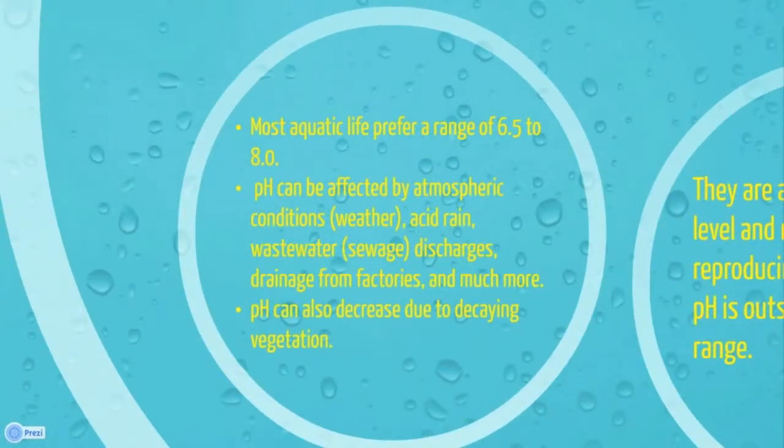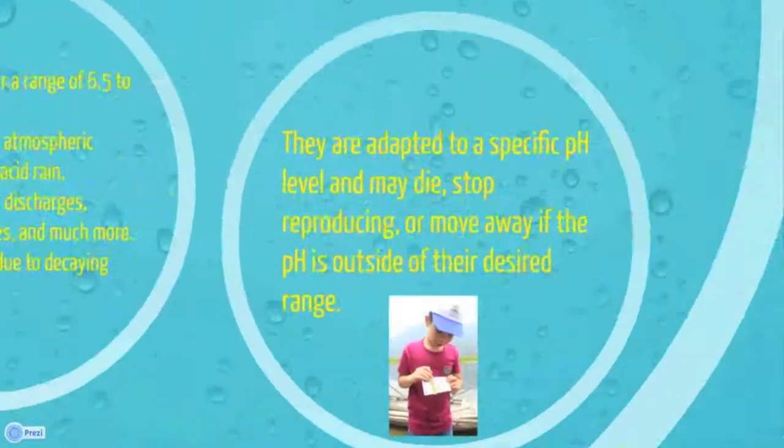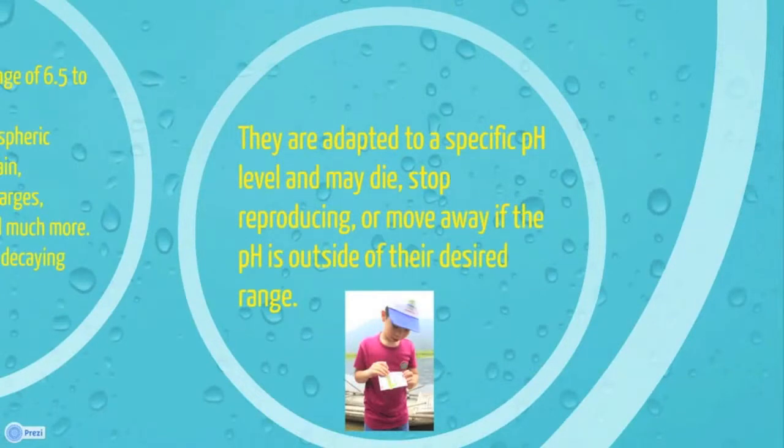pH can be affected by atmospheric conditions, weather, acid rain, wastewater, discharges, drainage from factories, and much more. pH can also decrease due to decaying vegetation. They are adapted to a specific pH level and may die, stop reproducing, or move away if the pH is outside of their desired range.